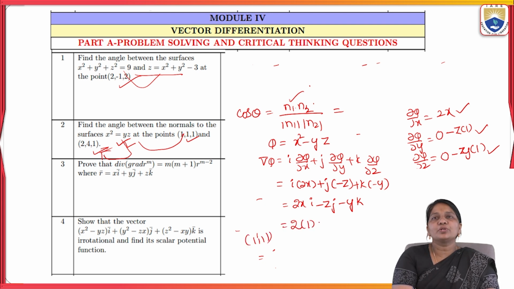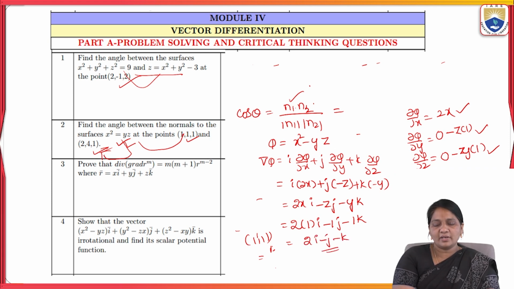So that means 2 into 1 into i minus 1 into j minus 1 into k. So finally this is 2i minus j minus k. This is the n1 value.